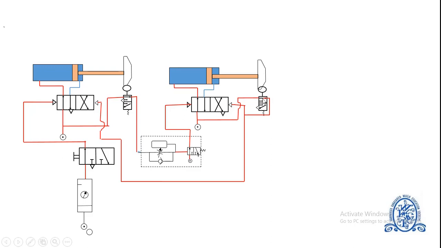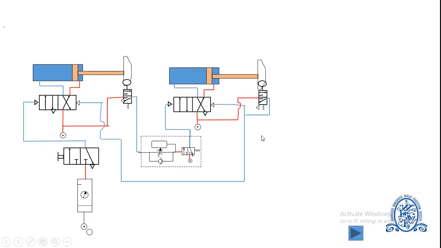Thus we can see here the impulse signal is provided to operate the direction control valve 2 as well as the direction control valve 1 simultaneously. This causes both the cylinders to retract simultaneously. As soon as the cylinders start retracting, the roller operated valves will reset to their original position by spring force. In this manner, we can design pneumatic sequencing circuits using roller operated valves, sequence valve, and time delay valve.